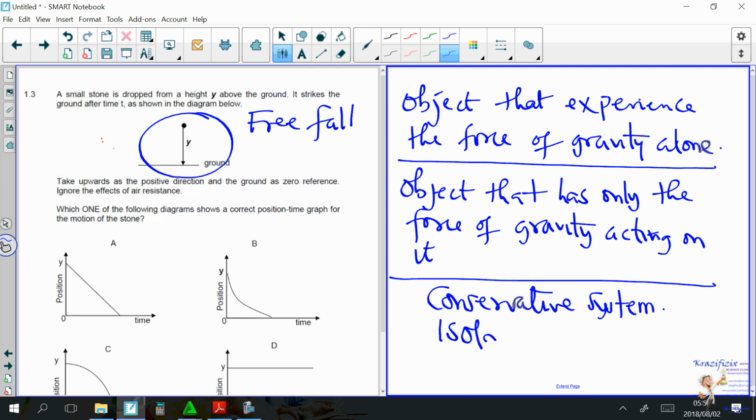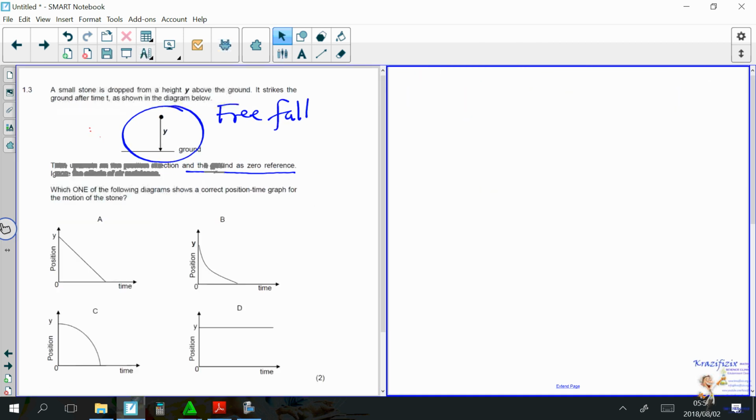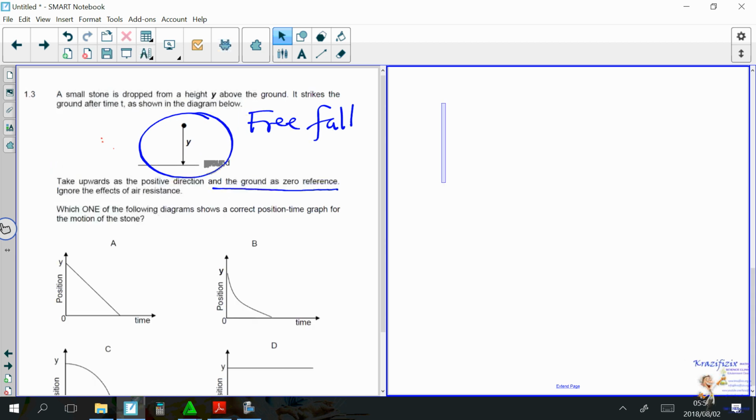or what you know as an isolated system. We'll mention this again when we get to work. All right, now take upward as positive direction and the ground as 0. Okay, now if the object is dropped, that means the object is just coming down.